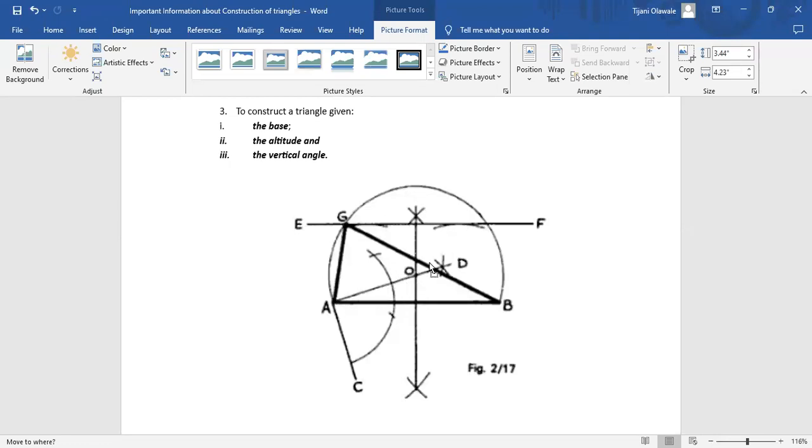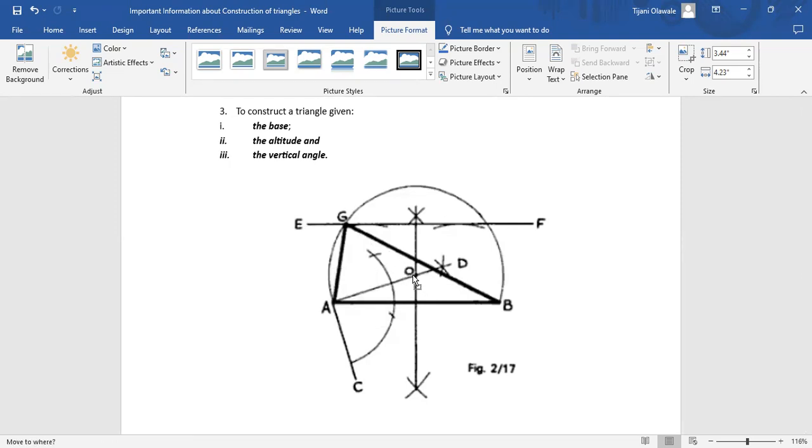Distance OA or distance OB is the radius of this circle. So we put the pinpoint of our compass at O, extend to A, or we extend to B, then we draw the circle. As you can see here, it's not the complete circle, I just drew an arc.